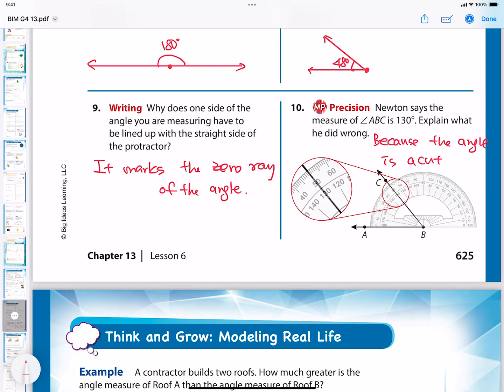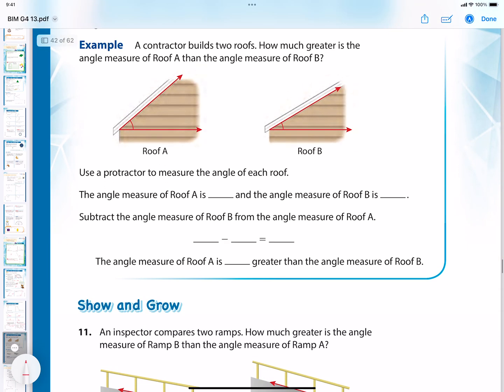Acute. That's it. That's the explanation. All right. Now example. A contractor builds 2 roofs. How much greater is the angle measure of roof A than the angle measure of roof B?